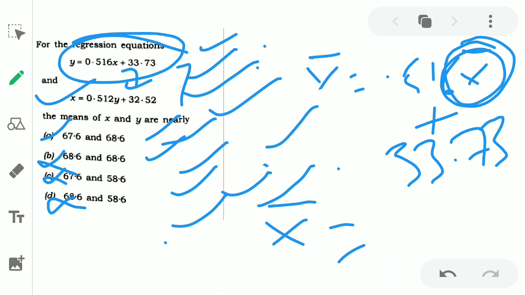So see students, what I want to tell you from this last example is that sometimes questions are set not to test your basic knowledge, but to test how fast and accurate you can get the answer.